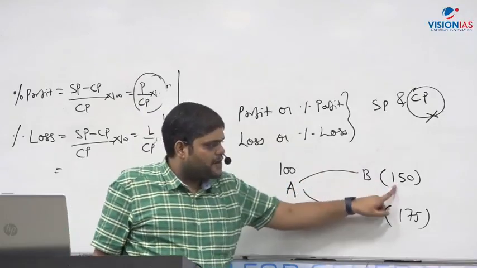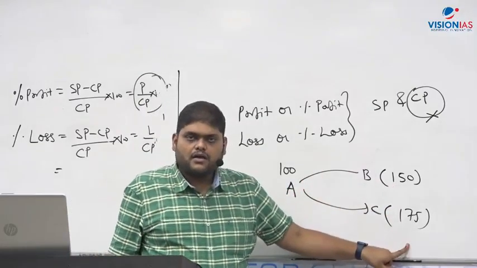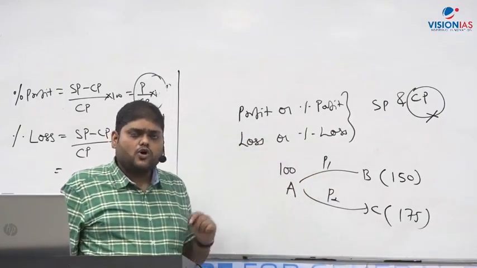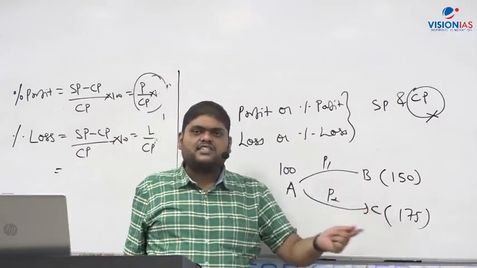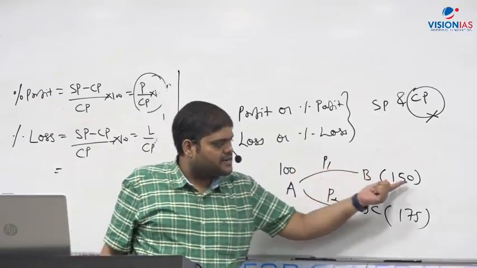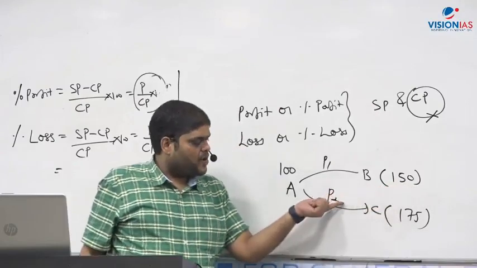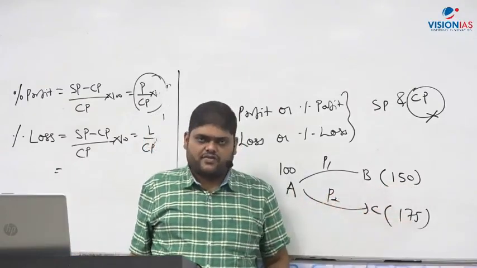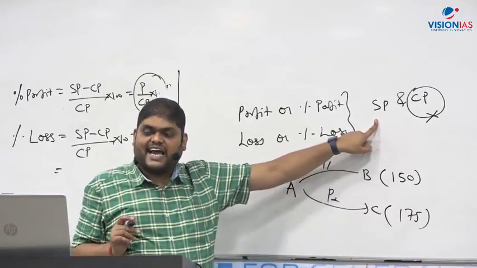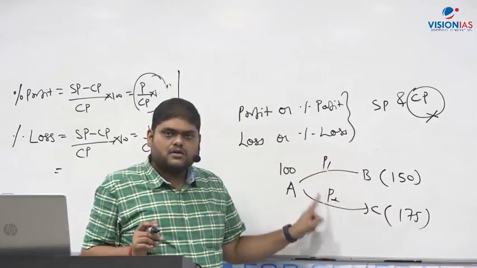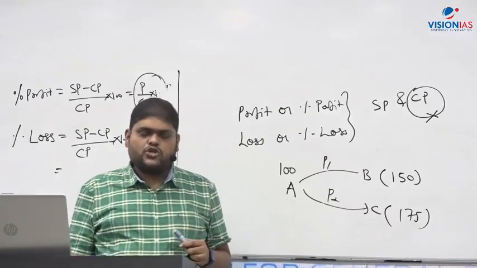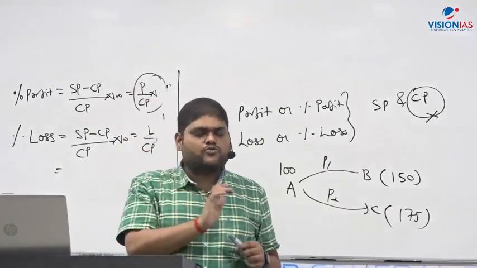So here profit will be different. Suppose here profit will be P1, here profit will be P2. So selling price is dependent on the profit or loss. Here profit is different, so selling price is 150. Here profit is different, selling price is 175. So selling price can depend on the profit or on the loss, but cost price will always be the same. So you have to find out according to the question what will happen.